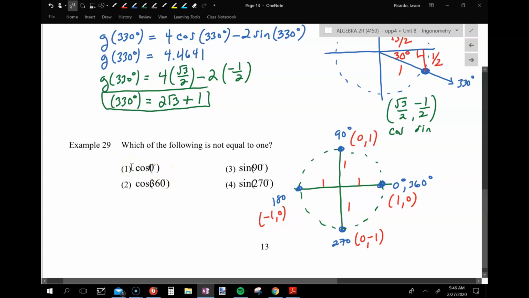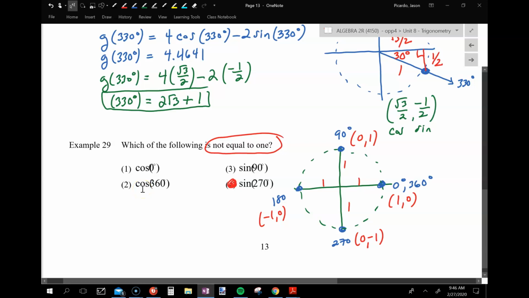Cosine always goes with what? The x value, right? So what is the x value at 0? 1, so this equals 1. Cosine of 360 is the same as cosine of 0, right? These are the same. Sine of 90 puts me here, right? That's this value. That's 1. What is sine of 270? Sine of 270 puts me here, and what's that value? -1. So this is not equal to 1, right? That's a nice, easy one. We like that one.